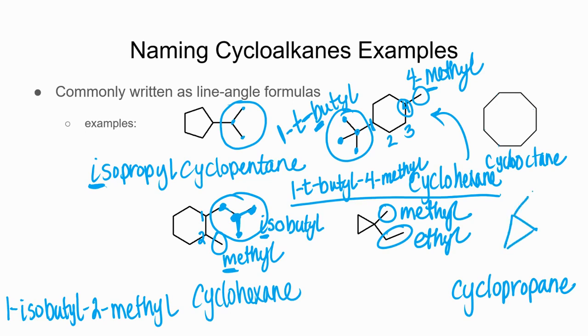What if methyl, what if ethyl? Let's draw ethyl, because otherwise the way I've drawn it looks goofy. Anyway, what if ethyl were here and methyl were here? Those would be on the 1 and the 2. So let's go ahead and say 1, 1, but ethyl is going to come before methyl. So we're going to have 1 ethyl, 1 methyl cyclopropane.